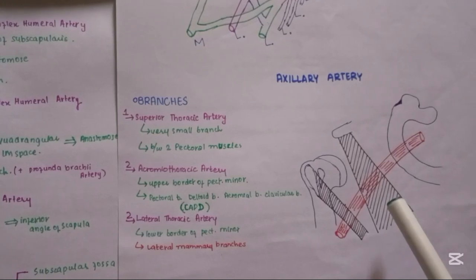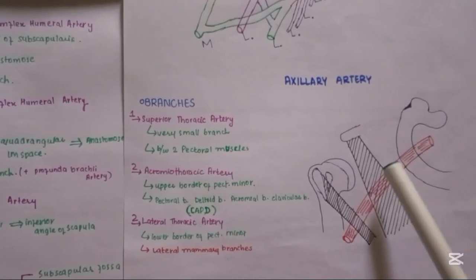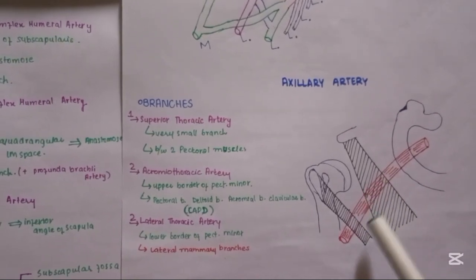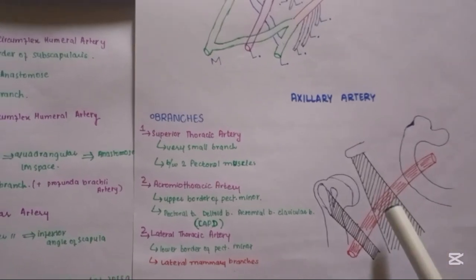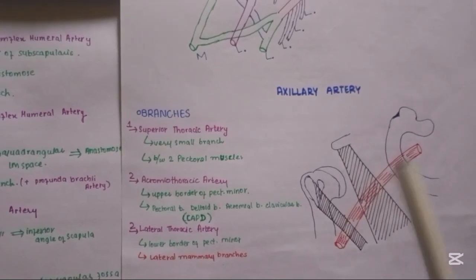This muscle, that is your pectoralis minor muscle, is dividing this axillary artery into three parts. One part is above this muscle, other part is behind this muscle, and the third part is below this muscle. The first part gives one branch, the second part gives two branches, and the third part gives three branches. So let's see the individual branches.